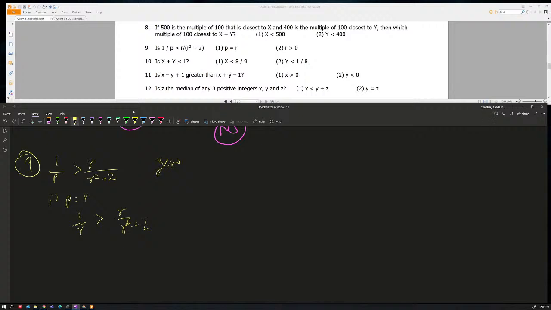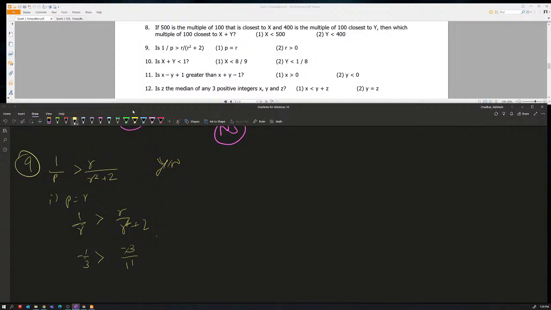Okay, let's take one example. If r is equal to 1, this will become 1, 1 by 3, which is 1 is greater than 1 by 3 definitely. That's true. For making it false, let's take a minus example. Take like minus 3. This guy is always positive. This will be minus. But would it be greater? I don't think so. Minus 1 by 3 is greater than minus 3 by 11.